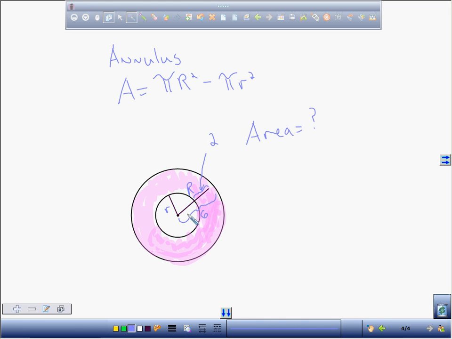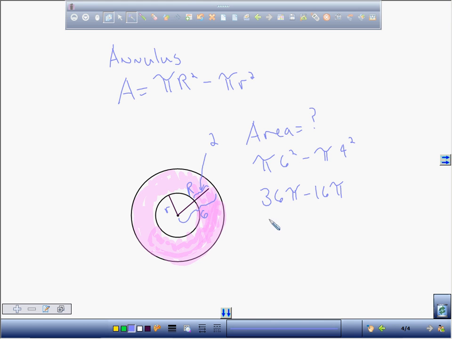Wait, do they not give you r values? Yeah, you have to do a little thinking to say, well, if this is 2 and the whole thing is 6, then little r has to be 6 minus 2, or 4, right? So the area is going to be pi times 6 squared minus pi times 4 squared. And you should simplify this, which is 36 pi minus 16 pi, which is how many pi's altogether?